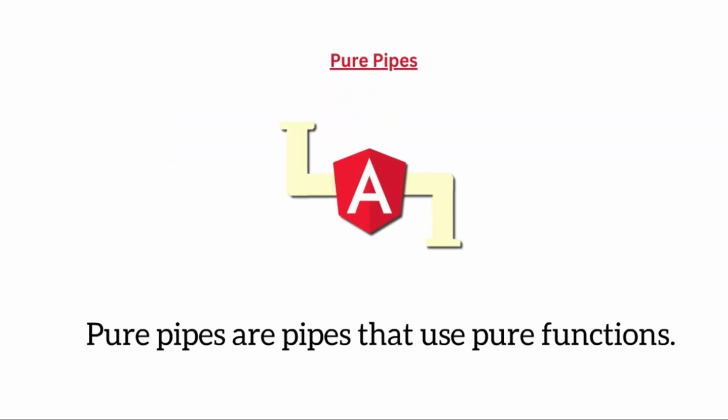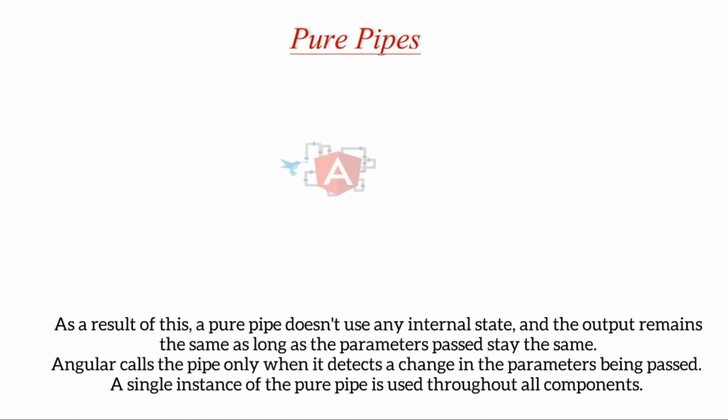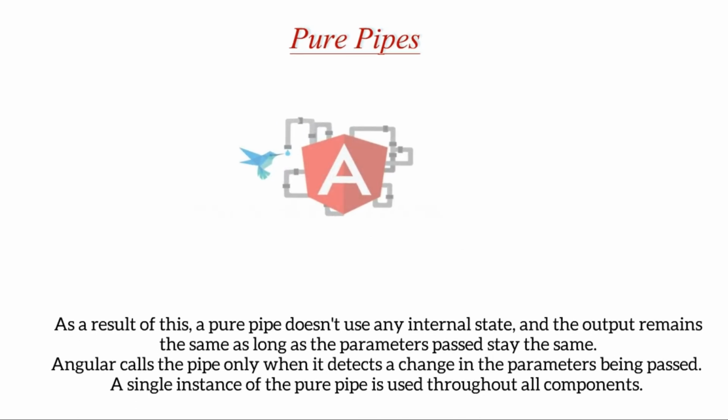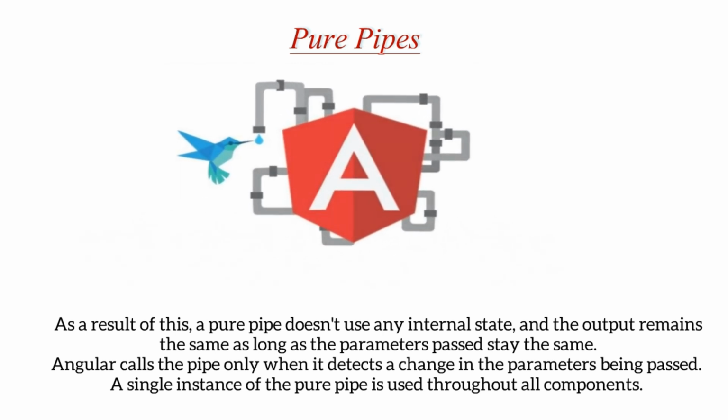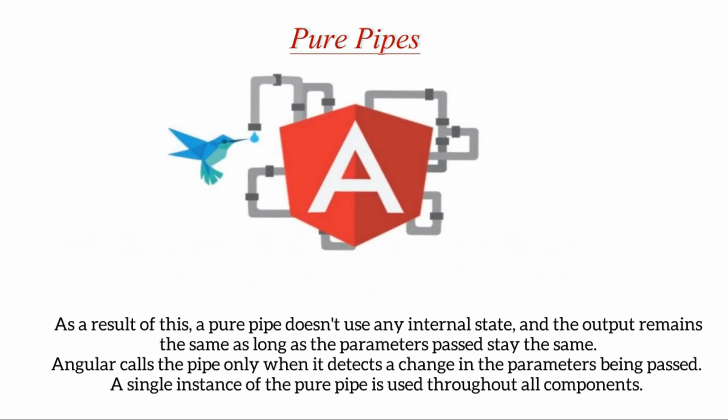Pure pipes are pipes that use pure functions. As a result of this, a pure pipe doesn't use any internal state, and the output remains the same as long as the parameters passed stay the same. Angular calls the pipe only when it detects a change in the parameters being passed. A single instance of the pure pipe is used throughout all components.